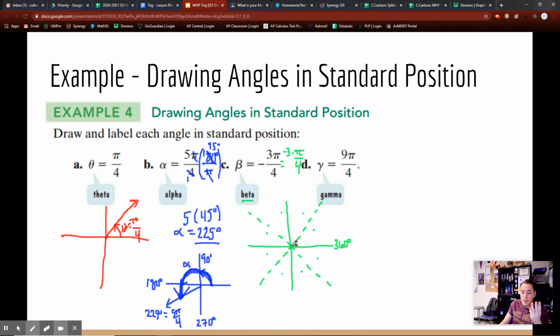So watch. If it's a negative position, this is my initial. And my terminal side is going to go down because it's negative. It's not going to go above because it's positive. It's going to go down clockwise because it's negative. That's a negative angle. We learned that already.